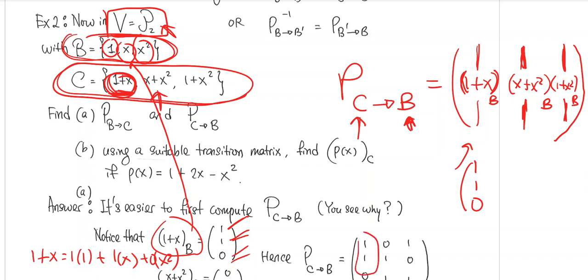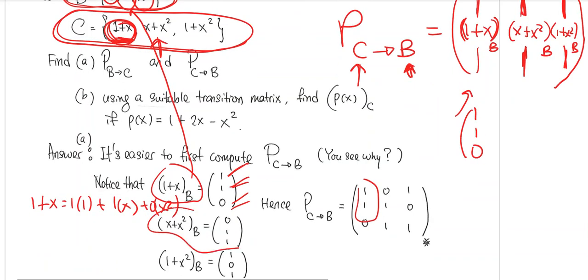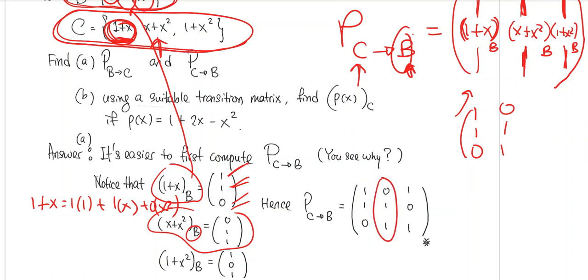Now same thing. I need to compute x plus x squared. What is the coordinates? Well, the coordinate with respect to B. B is the standard basis. So you just read off the coefficients, 0, 1, 1. Straightforward. That's the reason why you have 0, 1, 1.